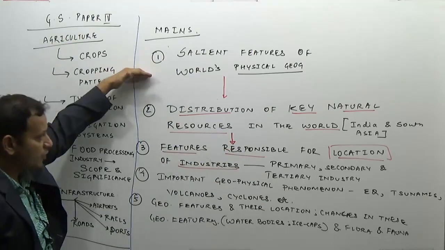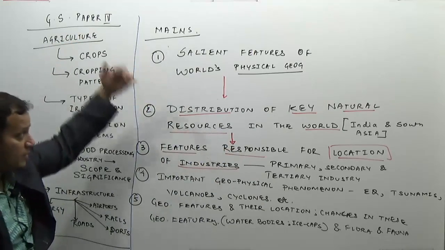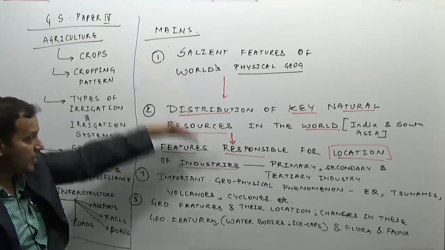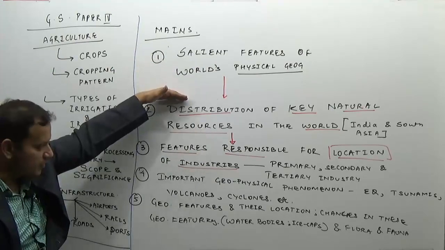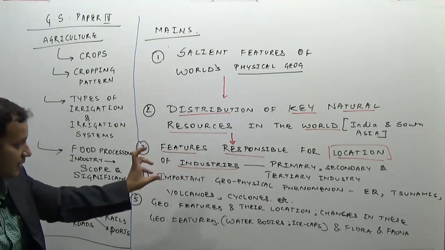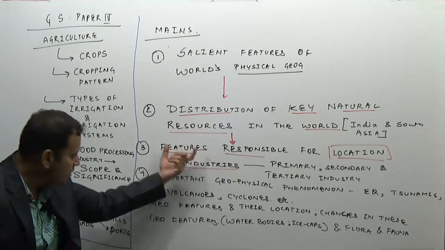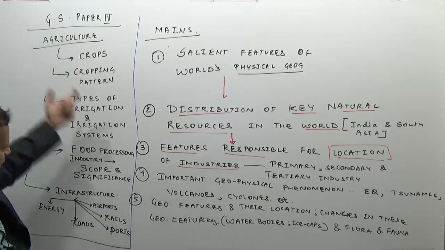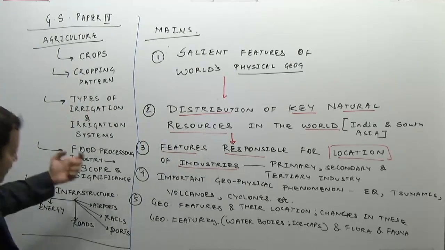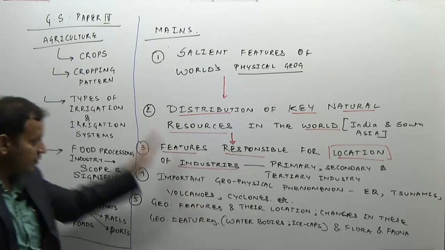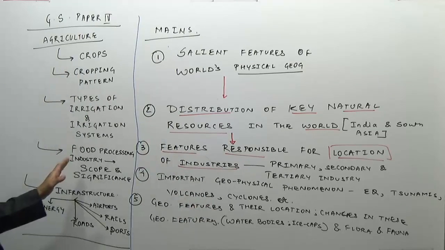Salient features of world geography, distribution of natural resources dependent on those features, distribution of industries located on the natural resources, and some of the changes occurring in recent times. Applications of the economic geography part are the cropping pattern of India, the irrigation system of India, and the food processing industry in India. Focus on both India and world geography. Here the focus is only on Indian geography.